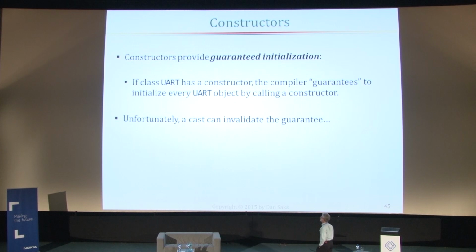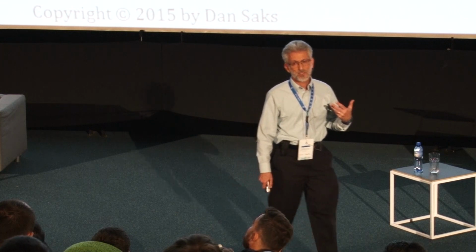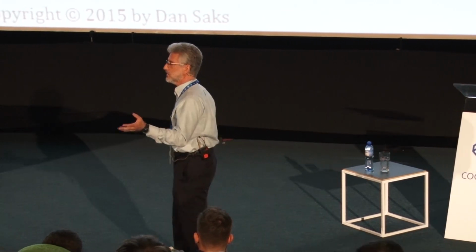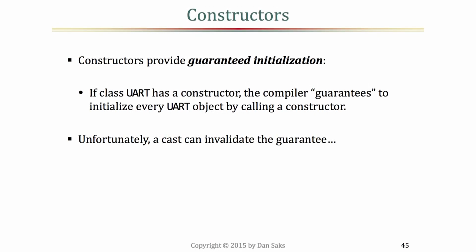Next. And by the way, I think the real beauty of using constructors is that they provide what's called guaranteed initialization. If you, as the author of a class, write a constructor for that class, it now becomes the compiler's responsibility to make sure that every time you create an object of that type, it gets constructed. It removes a class of failure-to-initialize errors. Again, it makes something easy to use correctly and hard to use incorrectly, because now you have a compile time guarantee that it will be constructed. The problem is that a cast can invalidate that guarantee.